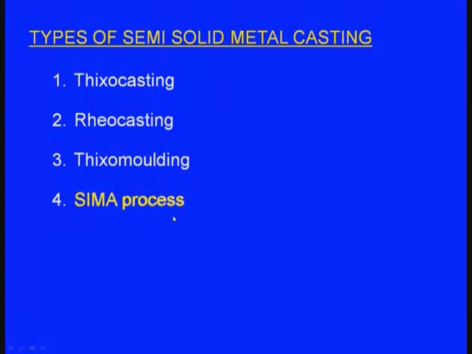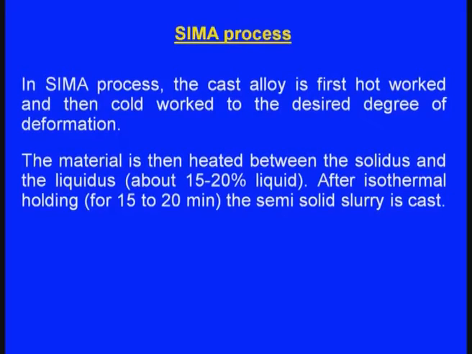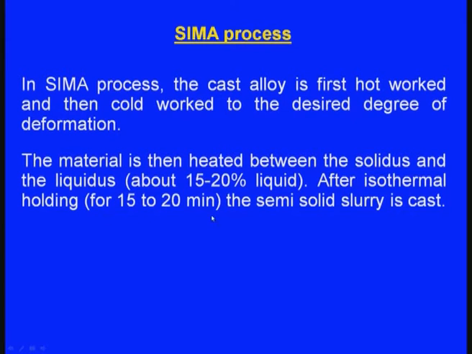Next one, the CIMA process. What is this CIMA process? In the CIMA process, the cast alloy is first hot worked and then cold worked to the desired degree of deformation. First it is hot worked, means above the recrystallization temperature, then it is cold worked, means deformation below the recrystallization temperature. Then the material is heated between the solidus and liquidus temperatures. After isothermal holding for about 15 to 20 minutes, the semi-solid slurry is cast or injected between the two dies. So, this is the basic principle of the CIMA process.